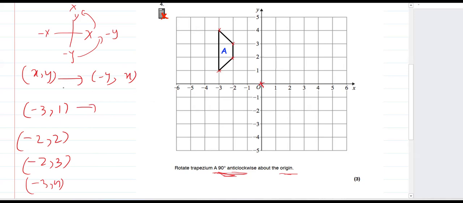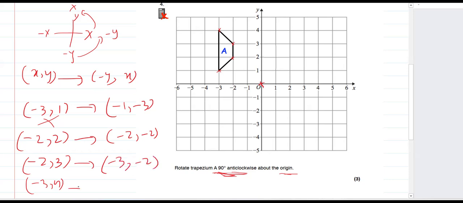Now change them under this rule. When you swap, it will be minus 1, minus 3 now, because you shift them and change the sign of this one only. This is what the rule is saying. This one will become minus 2, minus 2, because you are bringing it here and changing the sign of it. This will be minus 3, minus 2. And this will be minus 4, minus 3.